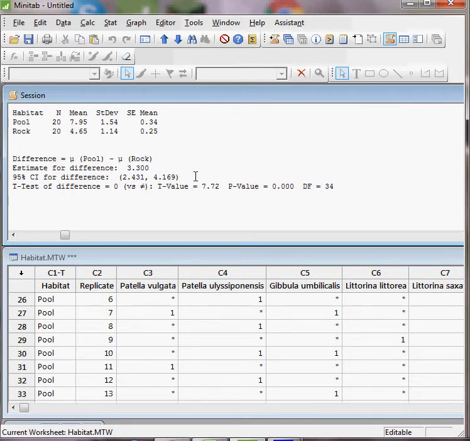We get much more interesting scientific information from looking at the confidence interval, and we're told that the 95% confidence interval for the difference is 2.43 and 4.16. This is telling us if we repeated this kind of survey infinite times, whatever the true difference is between species richness at pool and rock sites, 95% of the time we would find a difference that lies somewhere in the range 2.4 to 4.16. So this is useful in that, as well as telling us there is a difference, it's an attempt to quantify how big that difference might be.